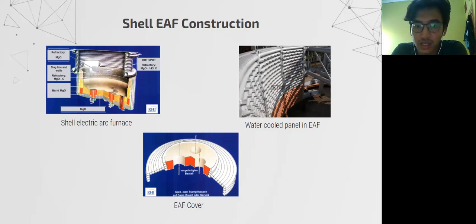In the top of the shell, we use a water cooling panel to cool the furnace. With this panel, be careful, because if the panel leaks, it can ruin the process. The panel is made of boiler steel plate. And the roof of the electric arc furnace is full of water cooling panels to cool the roof, and the center is alumina-based refractory. Next.